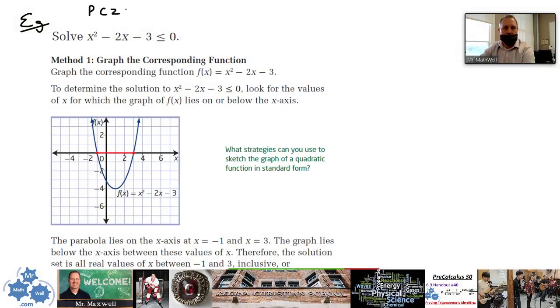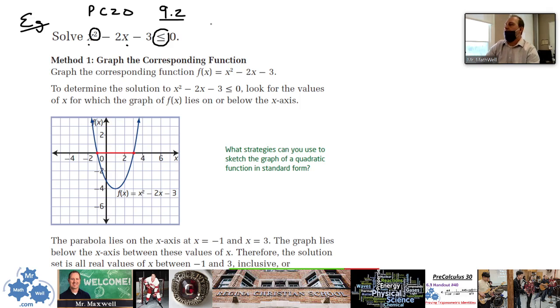All right, so if we are solving this inequality, and notice that this is a quadratic because of the 2 there. Inequality, because we have a less than sign there, less than or equal to. And it's only in one variable. I only see an x. So this is a quadratic inequality in one variable. And we have to solve it.